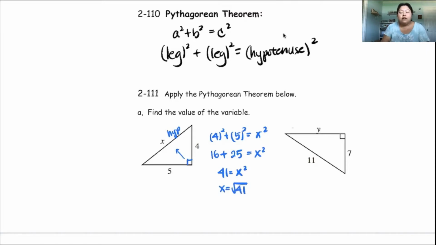So if it says find the value of the variable, you want to give me the exact value, which is root 41. If you were to round, this would be 6 point something. But again, it doesn't say to round, so this is actually our final answer. So x equals root 41 would be your final answer.